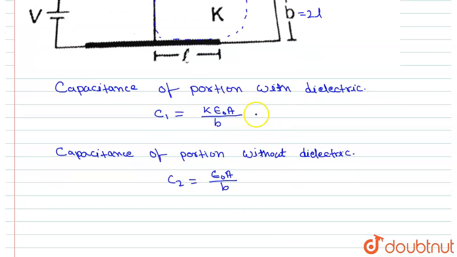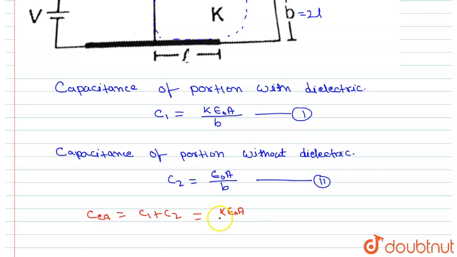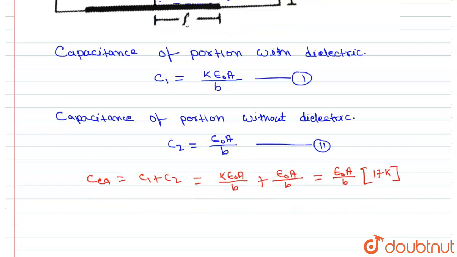Let us consider this is the first equation and this is the second equation. From the first and second we can find the C equivalent. Both are in parallel, so C equivalent is equal to C1 plus C2, which is K epsilon naught A divided by B plus epsilon naught A divided by B. Taking epsilon naught A divided by B common, this is 1 plus K. So this is the C equivalent.